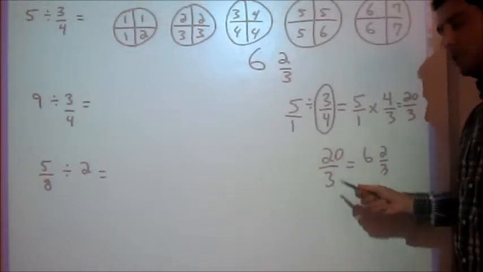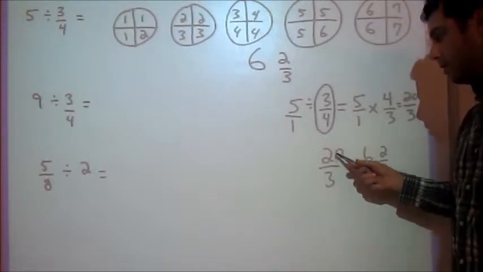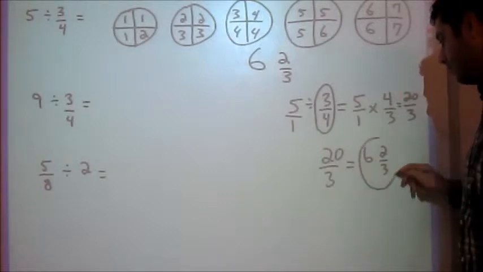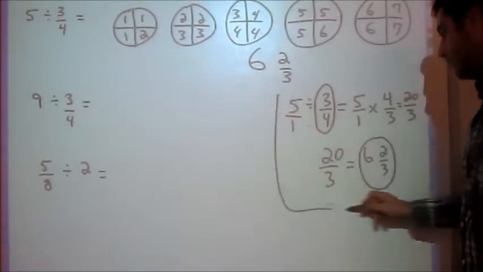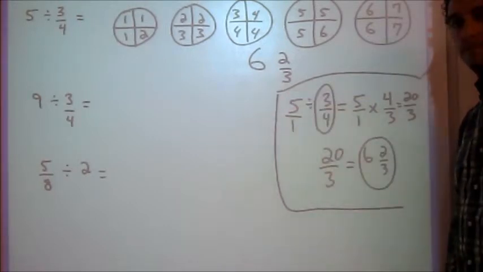3 goes into 20 6 whole times to get to 18, and then there are 2 left over to get to 20. 2/3 left over. So 6 2/3. This is the alternative method we'll use for the last 2 examples.